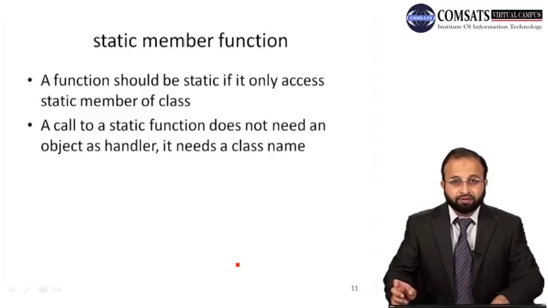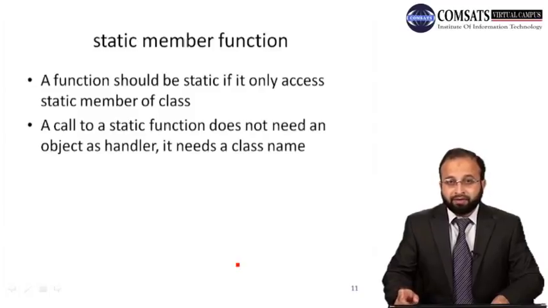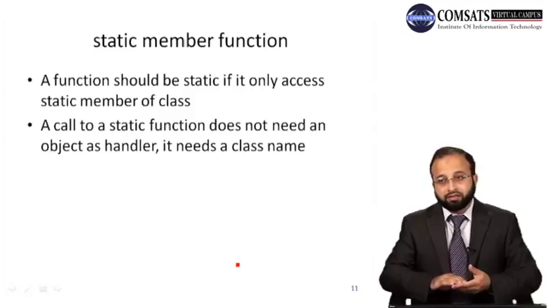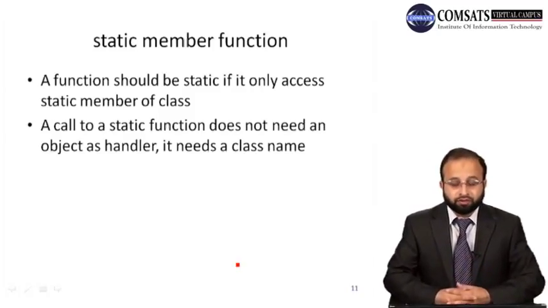So getCount is a static function. It is illogical for it to access the private data member of the class, because you are not calling that function with an object. So what happens if a member function is called with an object? When a member function is called with an object, then what happens?